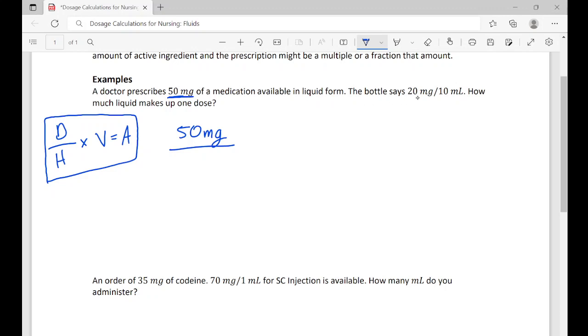The bottle says 20 milligrams per 10 milliliters. So we can see that 20 is the available. So 20 milligrams, and then 10 milliliters is the volume the medication is available in. So it's going to be times 10 milliliters. So it's all set up, D over H times V.